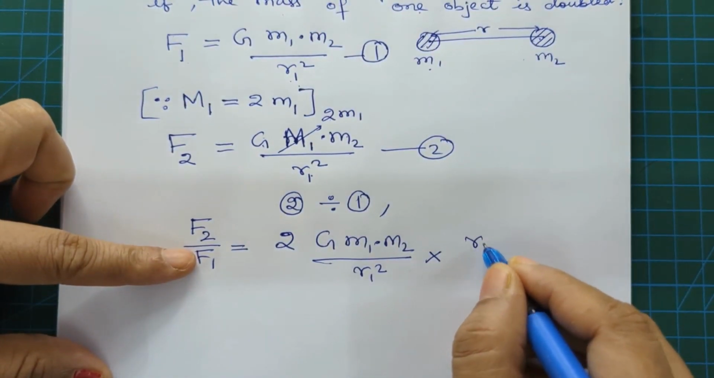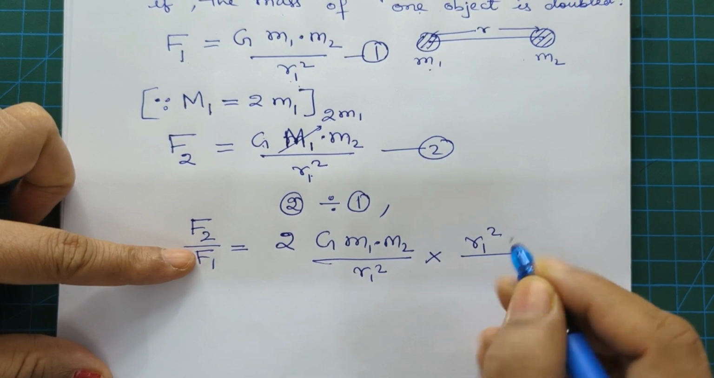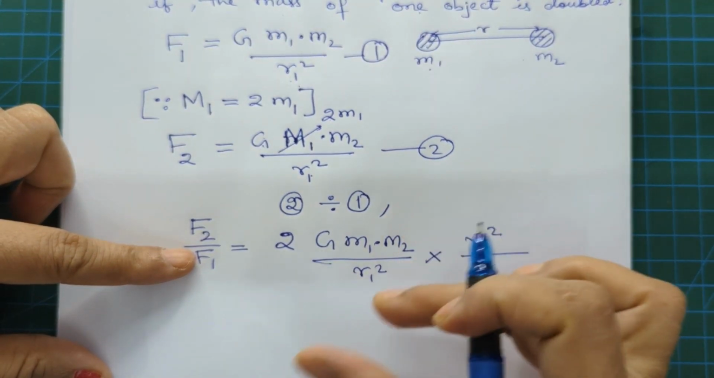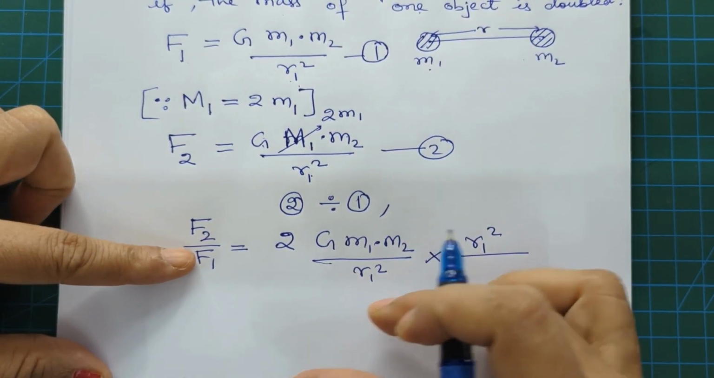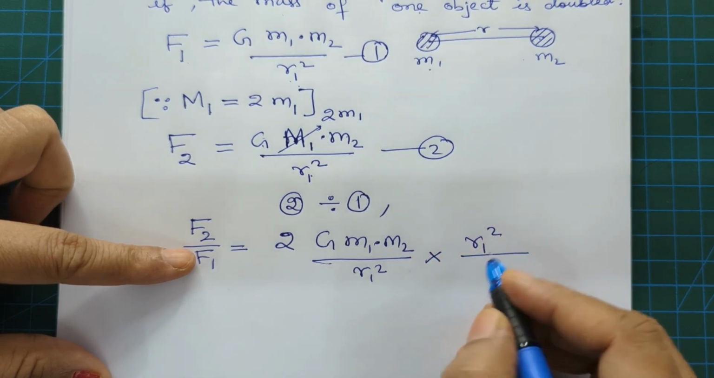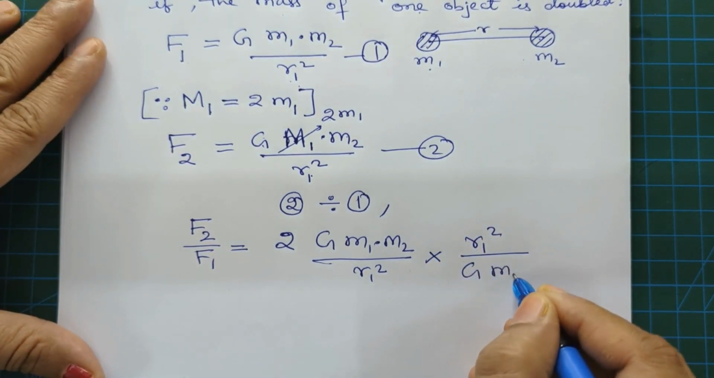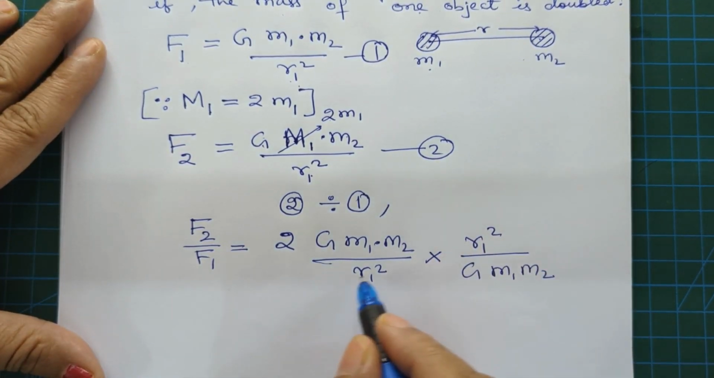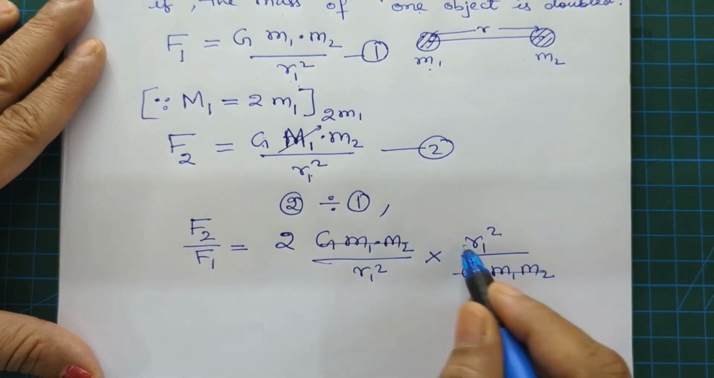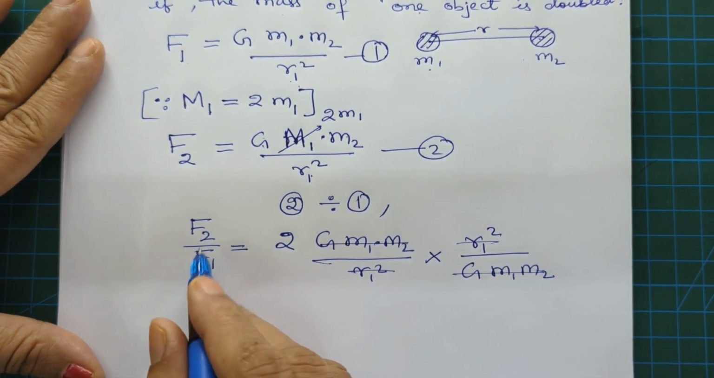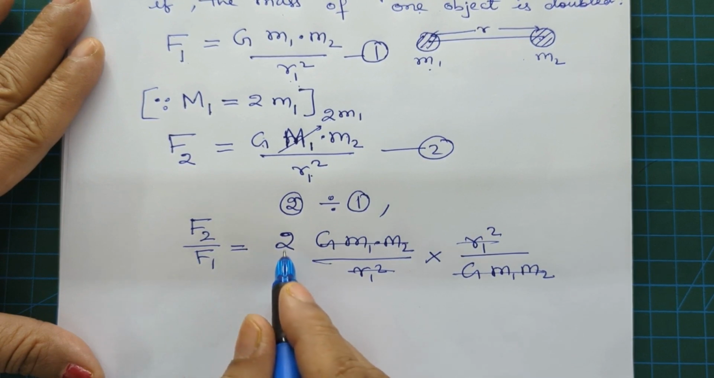Whenever fractions are divided, we can write the numerator fraction as it is. The denominator fraction becomes its reciprocal, and we can multiply. So this is G m1 m2. This is for the simplification process. So this cancels, this also cancels. Now F2 by F1 is 2 upon 1.